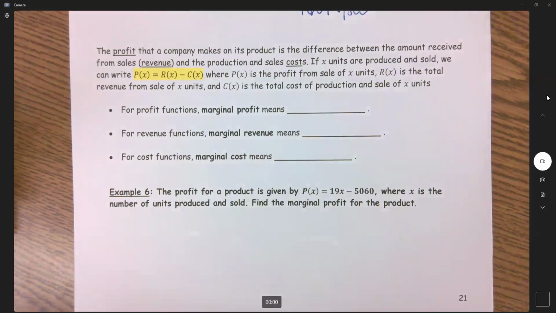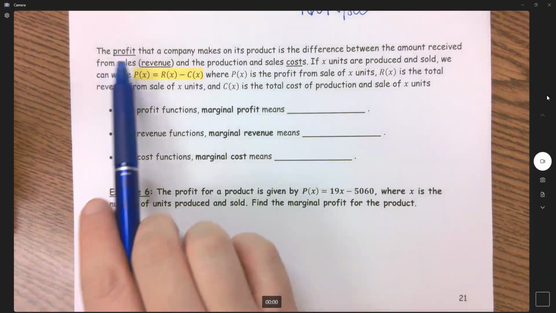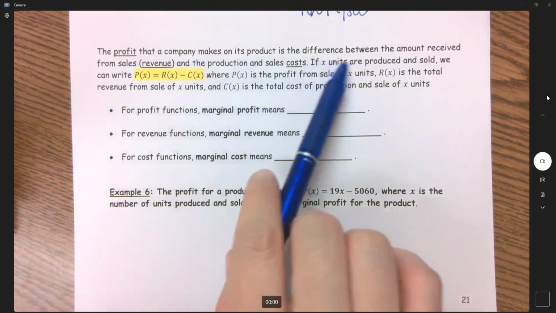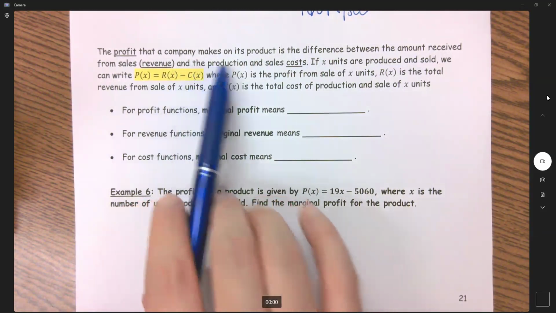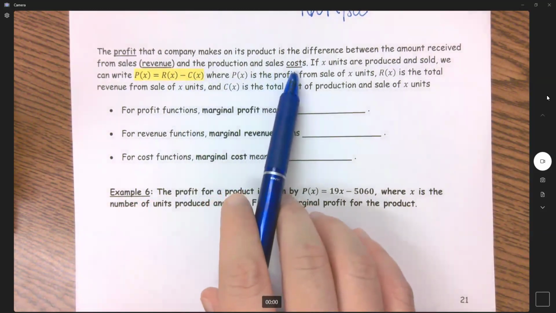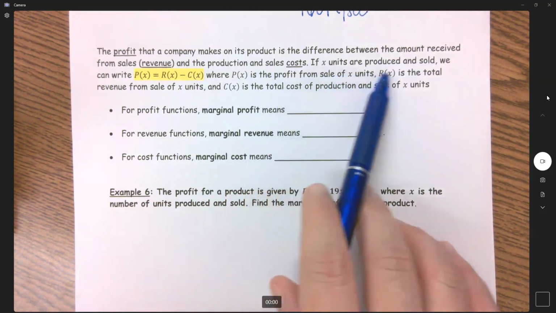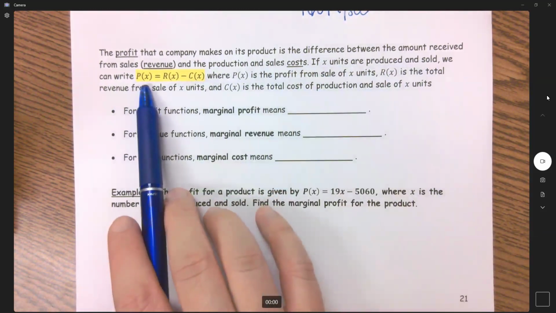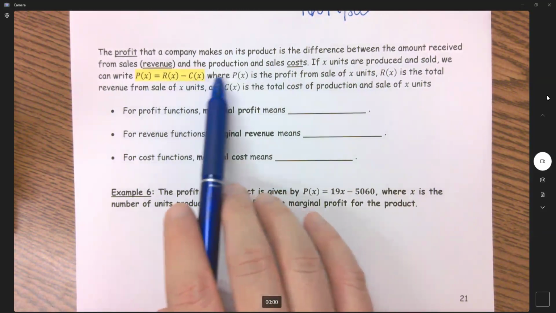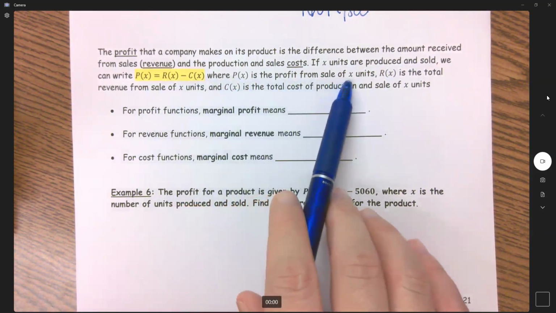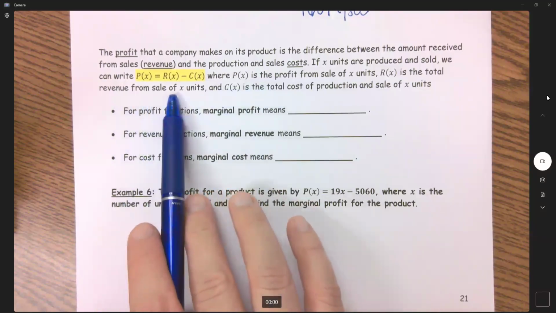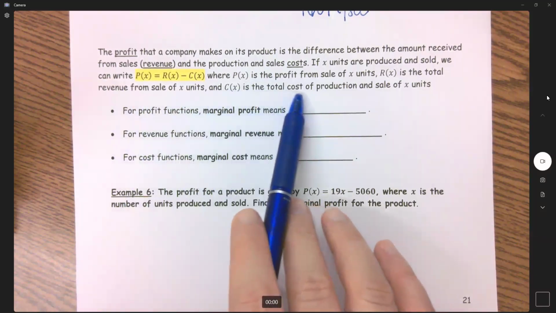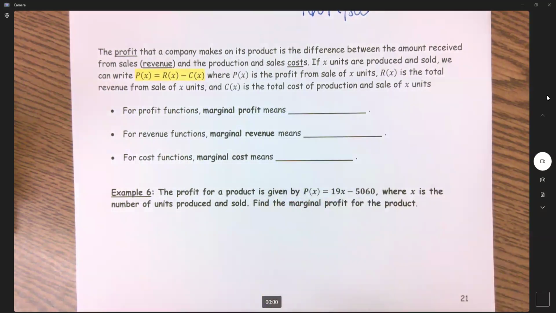All right, let's talk about some profit, revenue, and costs for all my business majors out there. The profit that a company makes on its product is the difference between the amounts received from sales, or your revenue, and the production and sales costs. If x units are produced and sold, we can write P(x) = R(x) - C(x), where P(x) is your profit from your sales of x units, R(x) is the total revenue from sale of x units, and C(x) is the total cost of production and sale of x units.